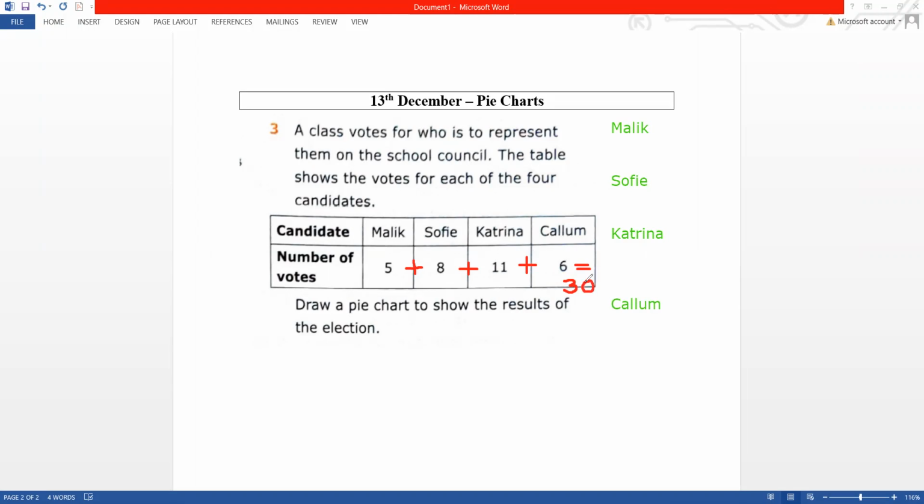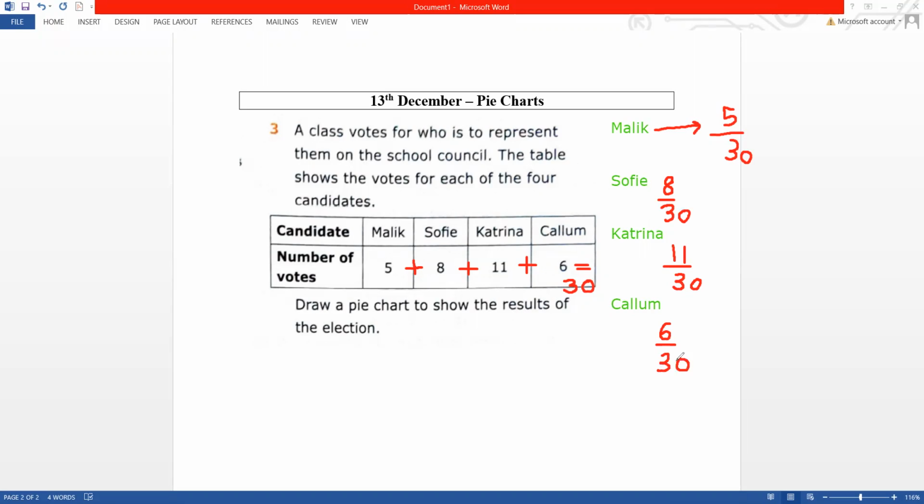Then I have to write each person's votes as a fraction. So when I take Malik, it should be 5 out of 30. So that is the first step, remember. Then when I go for Sophie, it should be 8 out of 30. Like that way you write. That is how we do it in pie charts. Then here 11 out of 30. And for Kalu, I have 6 out of 30.